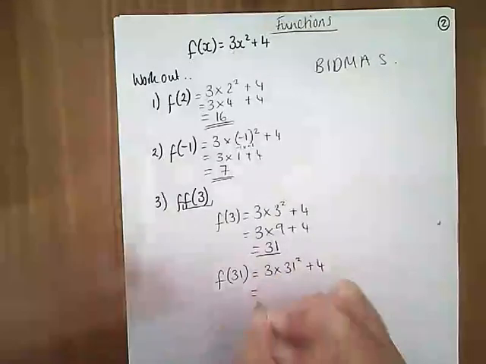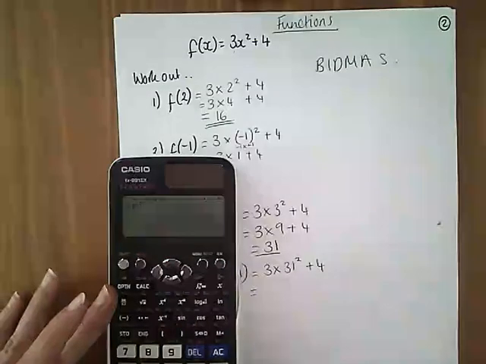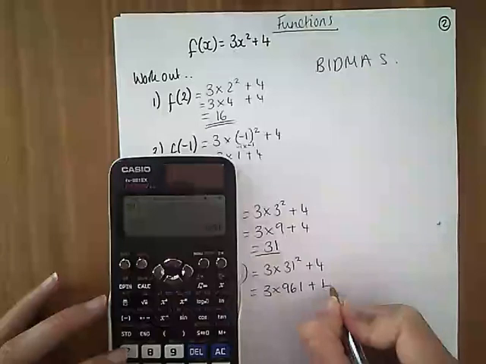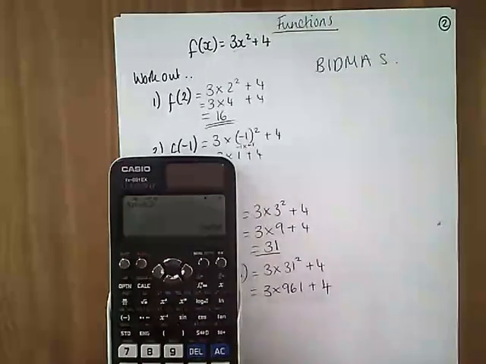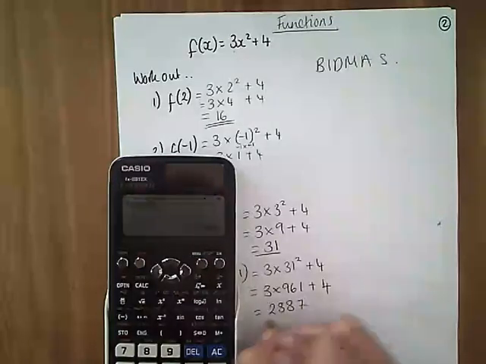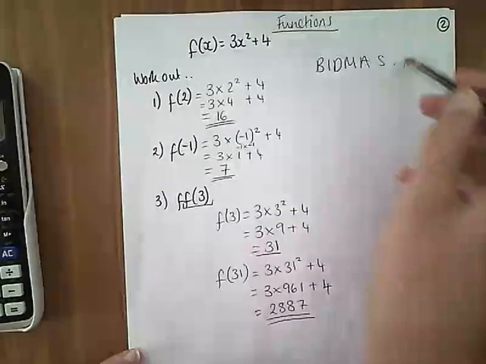Now I'm going to use my calculator for this. Don't want to be embarrassing. So 31 squared is 961. Times it by 3, 2,883, add 4, 2,887. Okay? Just be careful of BIDMAS.